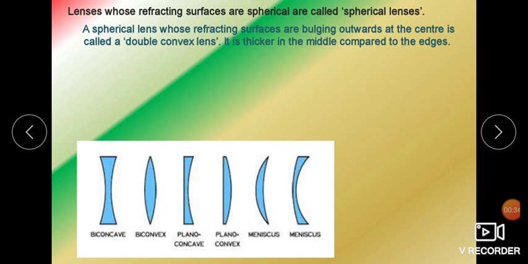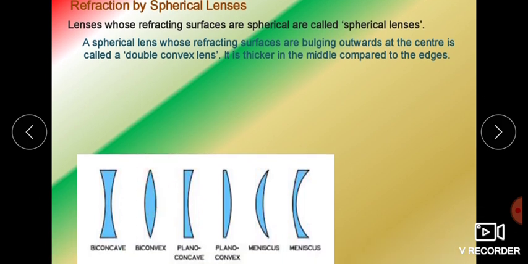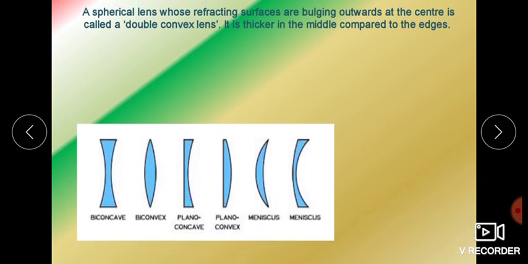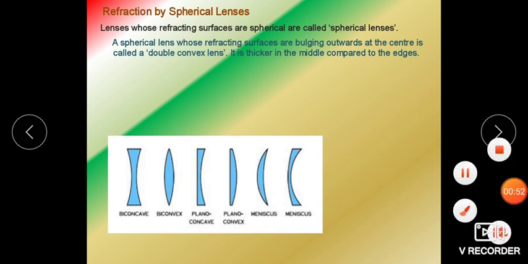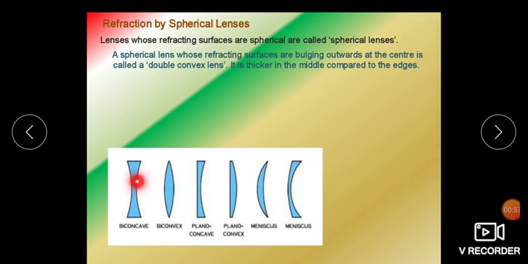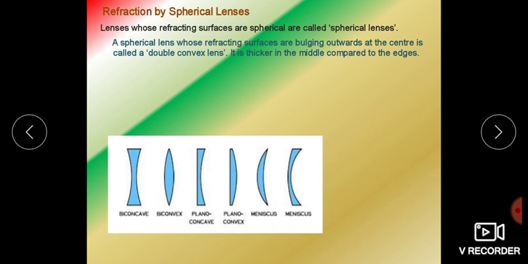A spherical lens whose refracting surfaces are bulged outward. This is bulged outward here. See, these two are bulged outward. When it is bulged outward and thick at the center and thin at the edges, such types of lenses are called double convex lenses. And a few lenses are thin at the center and bulged at the edges. These are known as concave lenses.